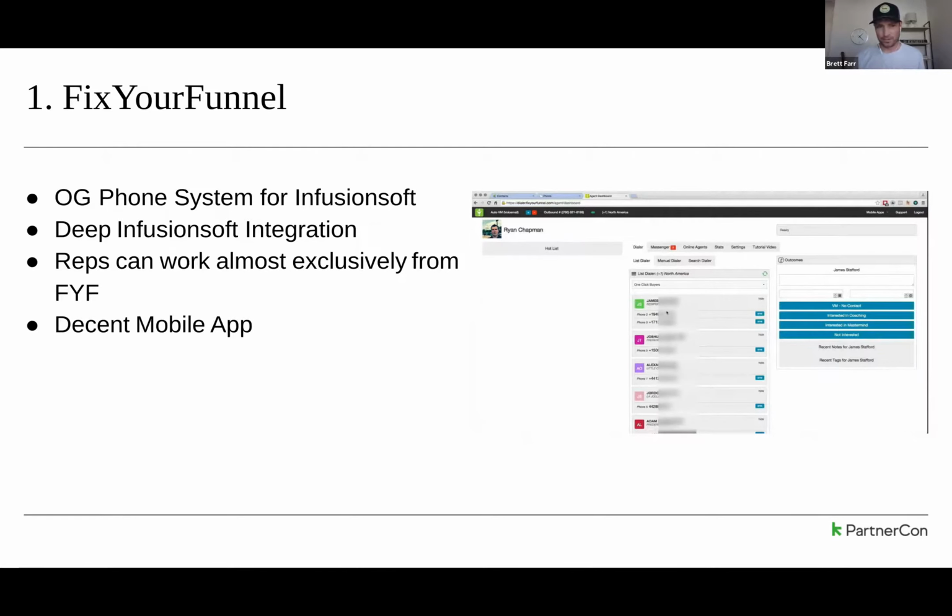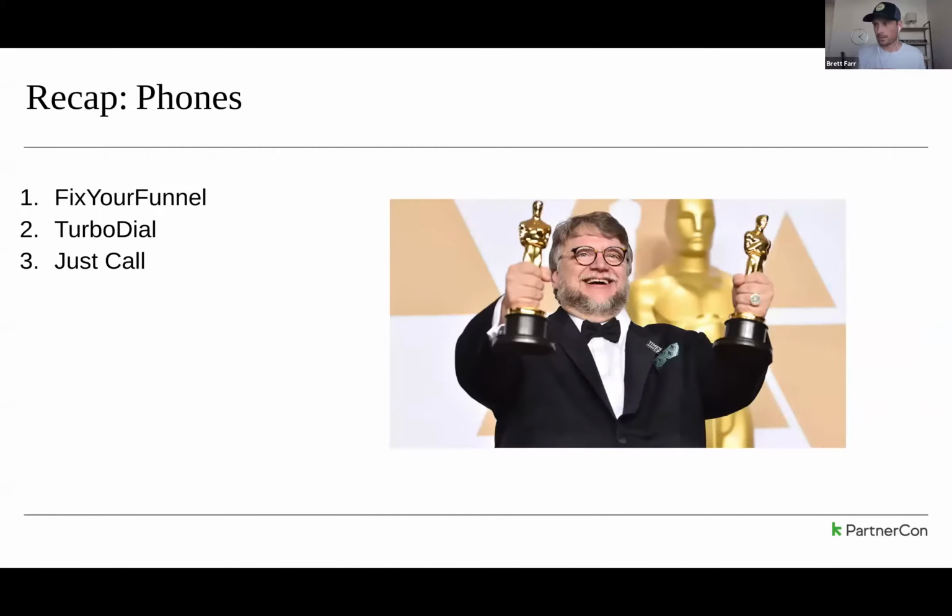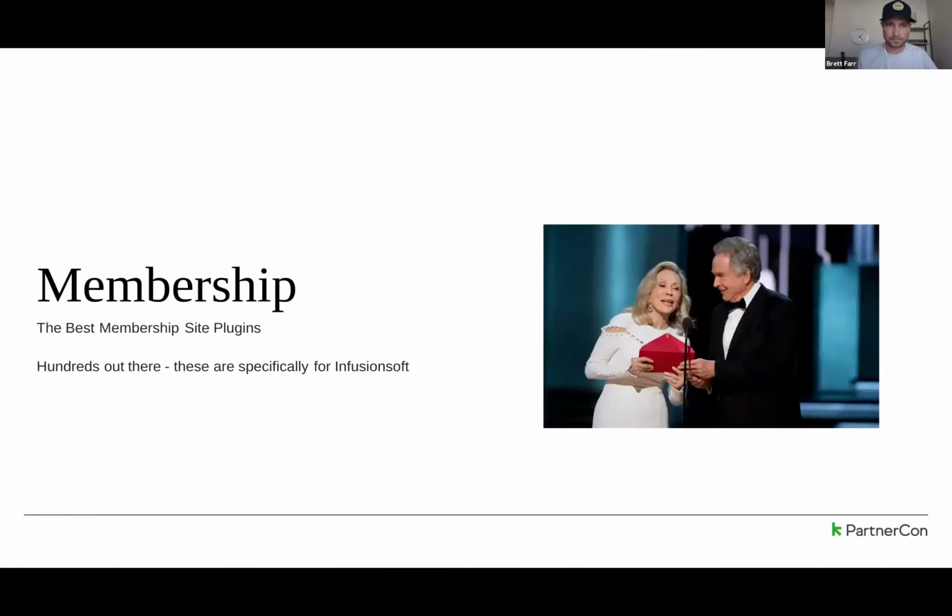Again, depending on your client's needs, if sales reps don't like how hard it is to maneuver and function through some of these, then justcall.io might be a better option. If that's less important and the automation side of things and just having a robust system is more important, then one of these other ones, Fix Your Funnel or TurboDial, might be a better option. So just to recap here, phones: Fix Your Funnel number 1, TurboDial number 2, and justcall.io number 3.